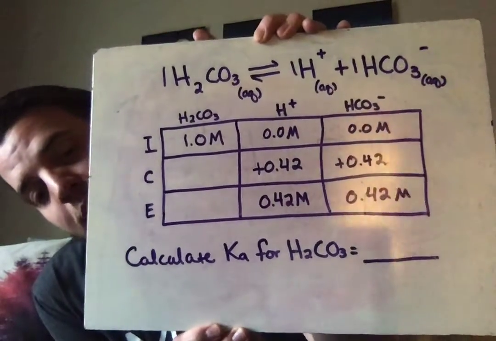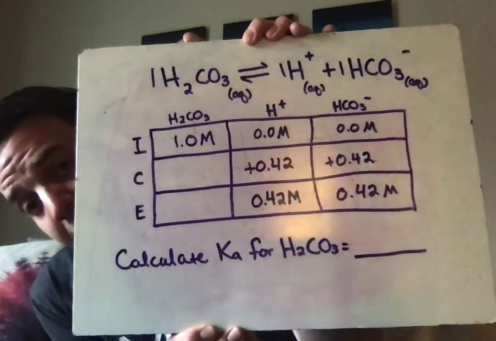Now, while both of those products were formed at the same rate, the carbonic acid was broken down at the same rate, which means it is a minus 0.42.